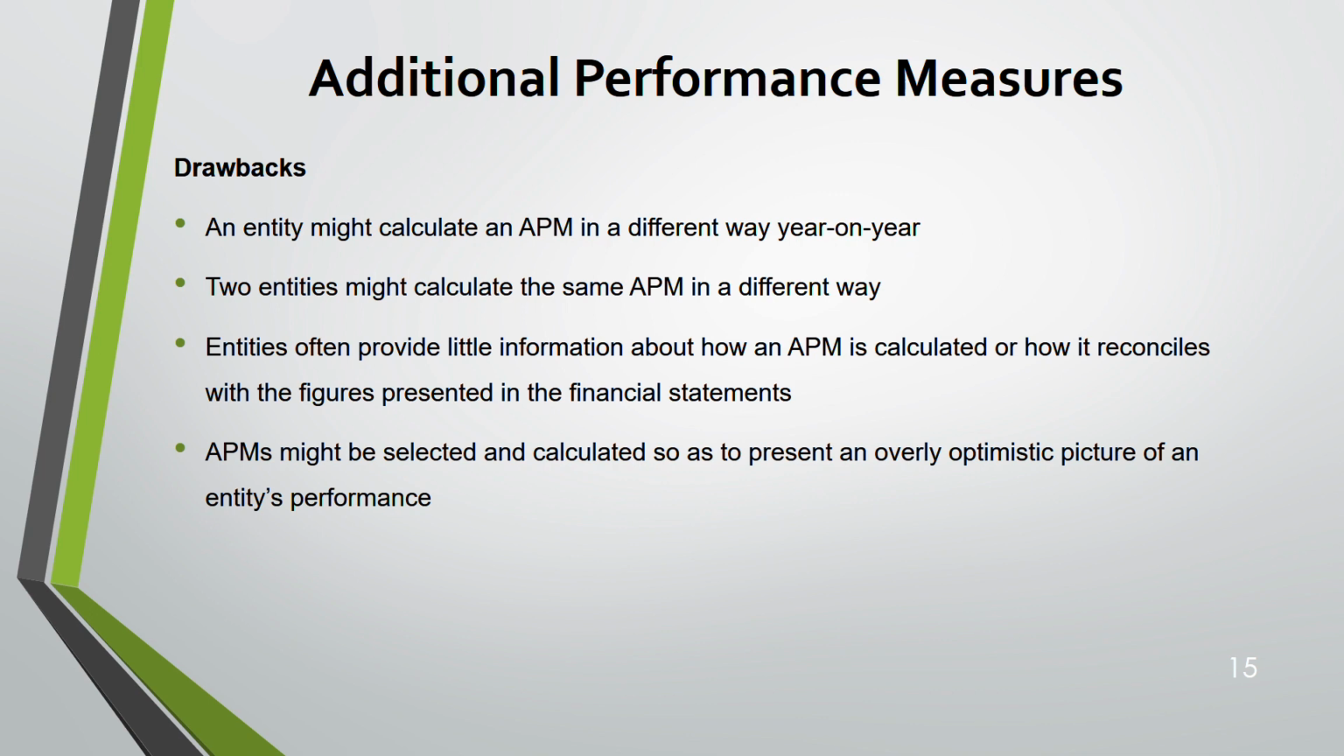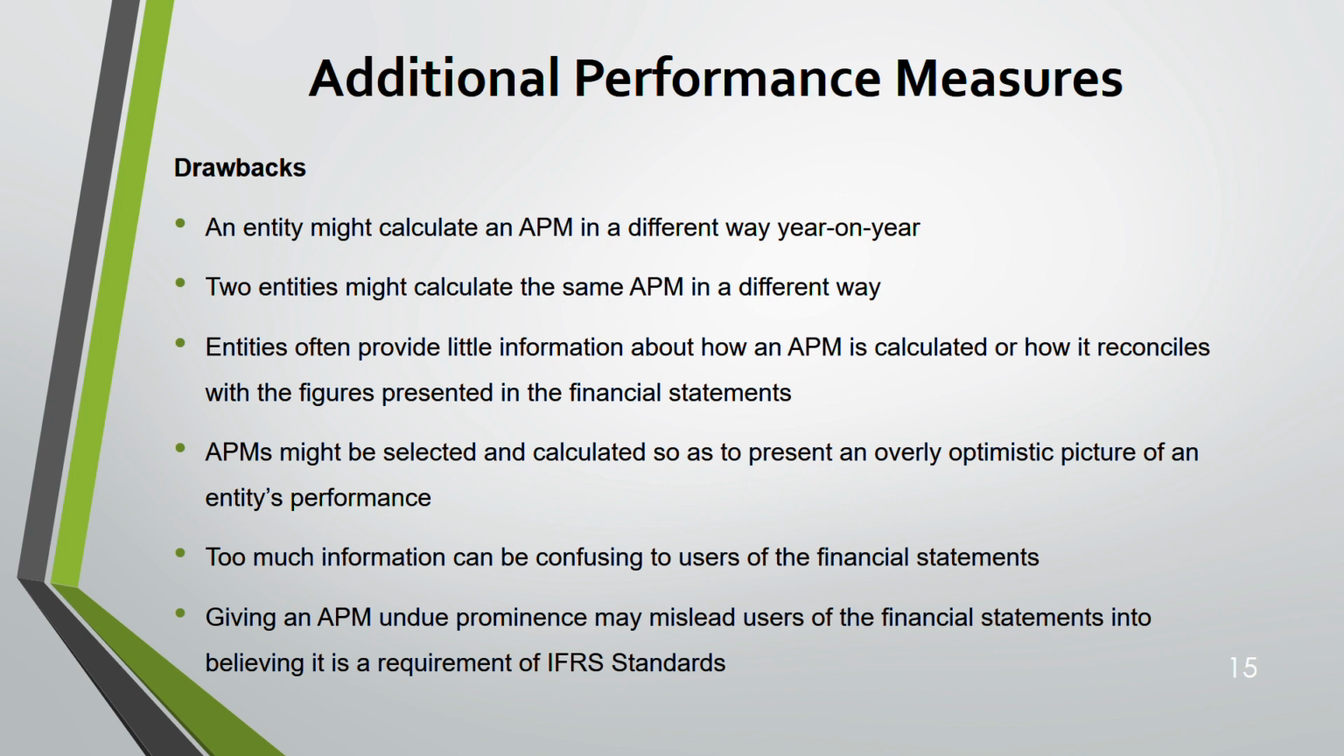Then APMs are often selected and calculated by the entity to show them in a good light. Okay, they show an overly optimistic picture of their performance, which might not be true. Then too much information can confuse the user. They don't know which is important and which is additional information. Giving undue importance to this APM makes users think that this is also a requirement of IFRS standard. But whereas, let me tell you, this is not a requirement of IFRS standard. This is something voluntary that if you want to do, you can give. IFRS standard does not say this.